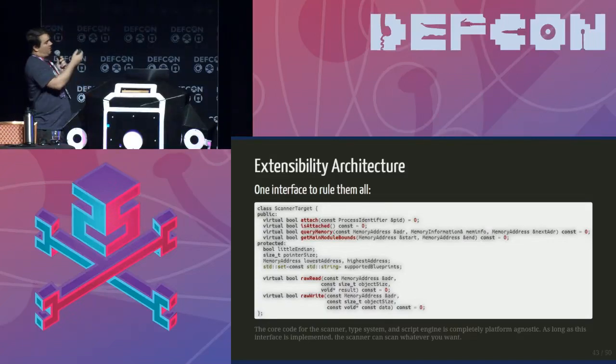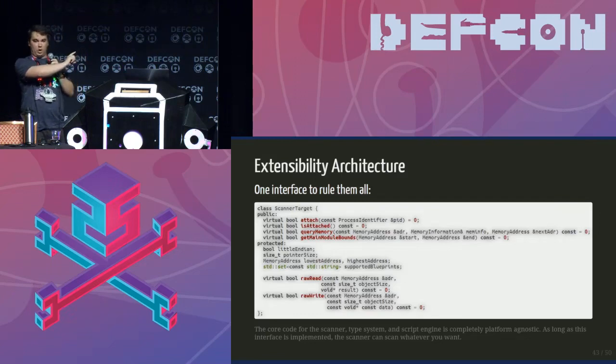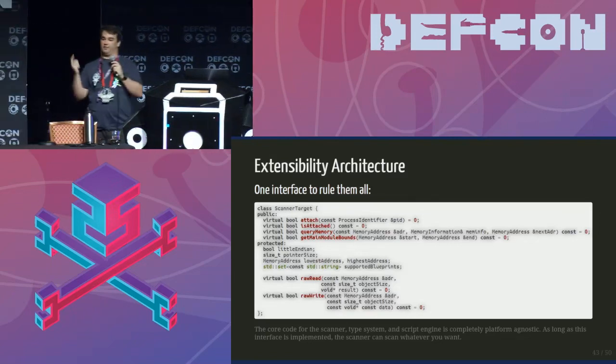So we have this interface. You have 4 public functions, 2 protected functions, and a couple of protected variables. Anything that you can implement this properly for, it can scan, because all of the scanner logic lives outside of this and relies on only these functions and values.